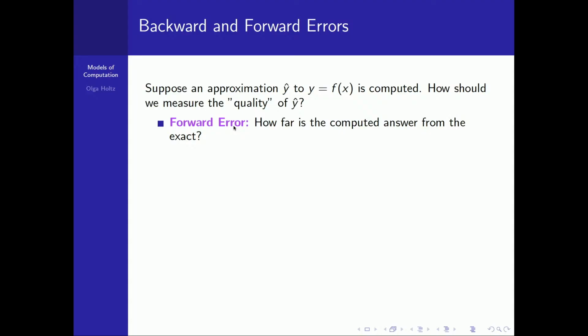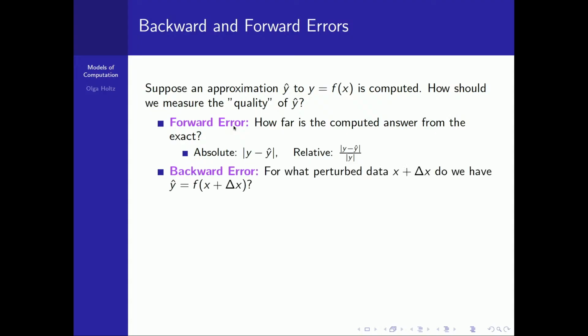And we have computed some y hat, and we want to understand how far the computed answer is from the true answer. You can take the absolute difference between the true answer and the computed answer, and that would be the absolute forward error. Or we can take the relative forward error, where we take y minus y hat, take the absolute value, and divide by the absolute value of y. If y is a vector, and of course if y hat is a vector, then you use the vector norm, as we previously discussed. That would be the forward error.